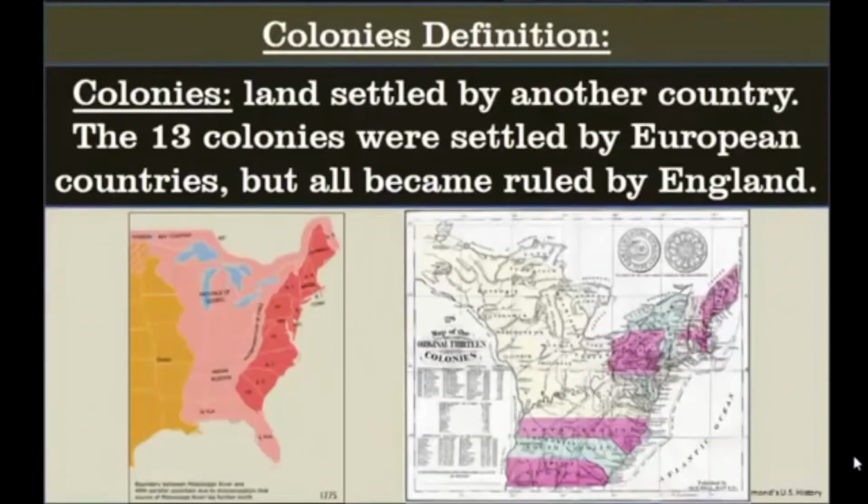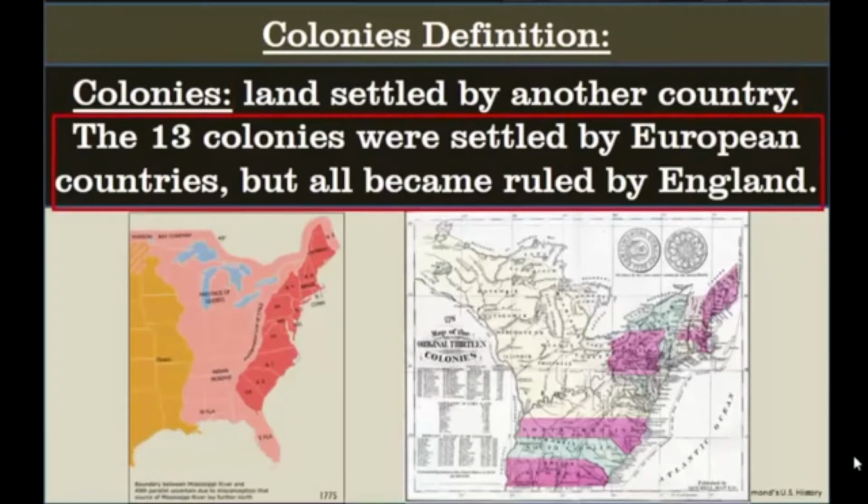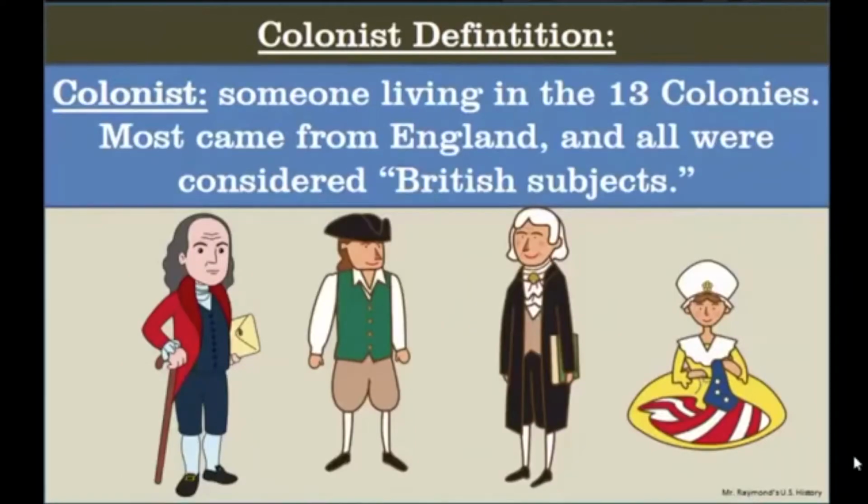So first of all, what does the word colony mean? Well, a colony is land that is settled or taken over by another country. For example, the 13 colonies were settled by European countries, but all of the 13 colonies eventually fell under the control of England. And when we refer to the colonists, we are referring to those living in the colonies, besides the Native Americans who were there first.